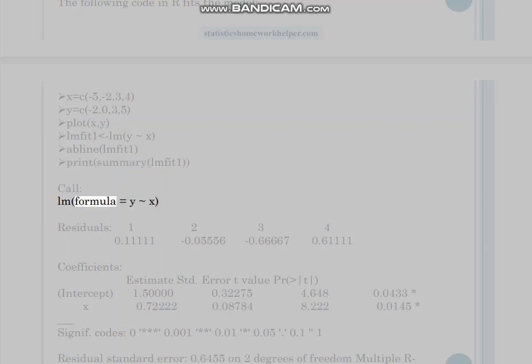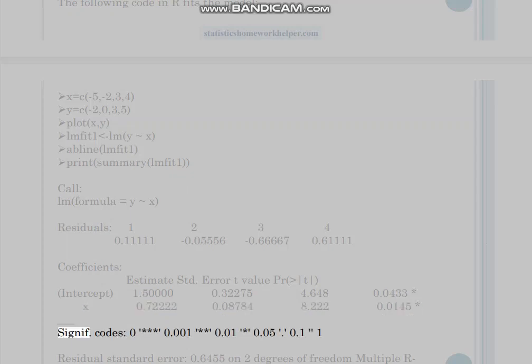Call: lm(formula = y ~ x). Residuals: 1, 2, 3, 4: 0.11111, -0.05556, -0.66667, 0.61111. Coefficients: Estimate, Std. Error, t value, Pr(>|t|). Intercept: 1.50000, 0.32275, 4.648, 0.0433 asterisk. x: 0.72222, 0.08784, 8.222, 0.0145 asterisk.